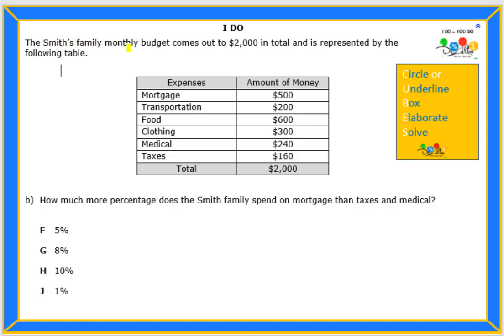The Smiths' family monthly budget comes out to $2,000 in total, and it is represented by the following table. How much more percentage does the Smith family spend on mortgage than on taxes and medical? Okay, so here they're asking again a percentage question. So we're going to go ahead and set up a percent box.